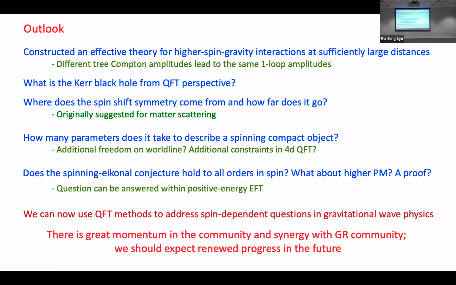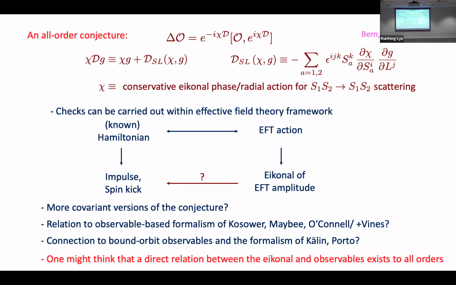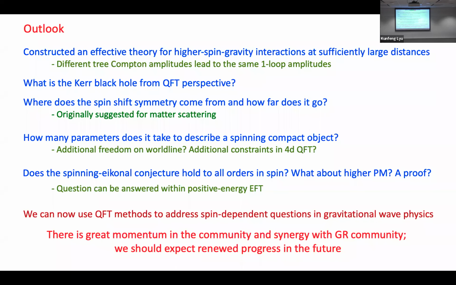And the last question is, does this conjecture that conservative observables are related to amplitudes in this particular way hold? That's also not clear, but I hope I emphasized enough that quantum field theory can address spin-dependent questions in gravitational physics, and there is great momentum, and we hope to make more progress in the not-too-distant future on this. Thank you very much.